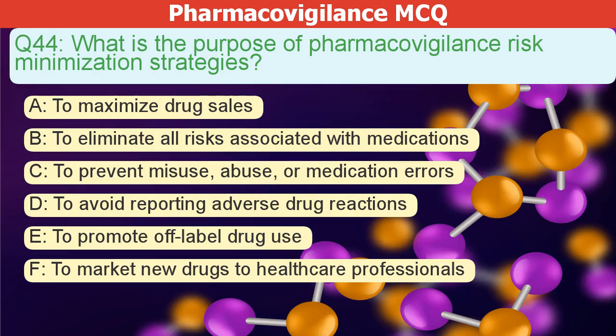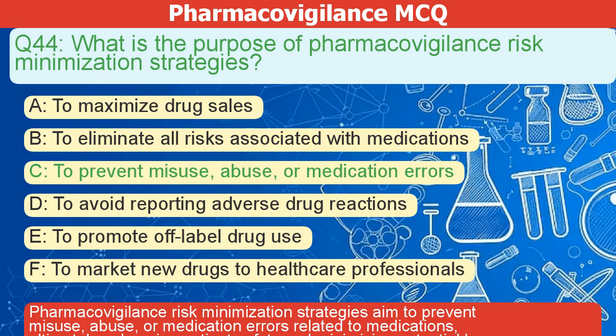What is the purpose of pharmacovigilance risk minimization strategies? A. To maximize drug sales. B. To eliminate all risks associated with medications. C. To prevent misuse, abuse, or medication errors. D. To avoid reporting adverse drug reactions. E. To promote off-label drug use. F. To market new drugs to healthcare professionals. The correct answer is C. Pharmacovigilance risk minimization strategies aim to prevent misuse, abuse, or medication errors, ultimately enhancing patient safety and minimizing potential harm.